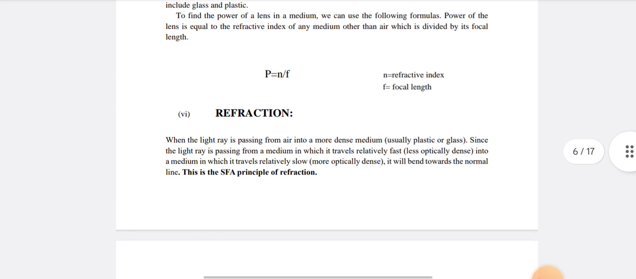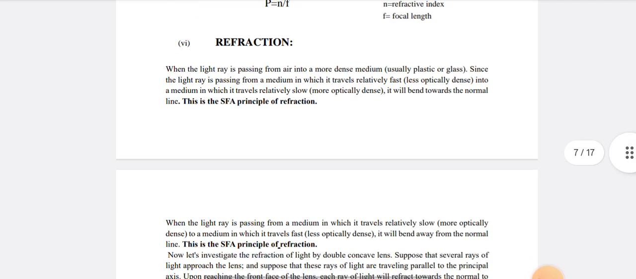Refraction: when light rays pass from air into a denser medium, since the light is passing from a medium in which it travels relatively fast into a medium in which it travels relatively slow, it will bend towards the normal line. This is the SFA principle of refraction.